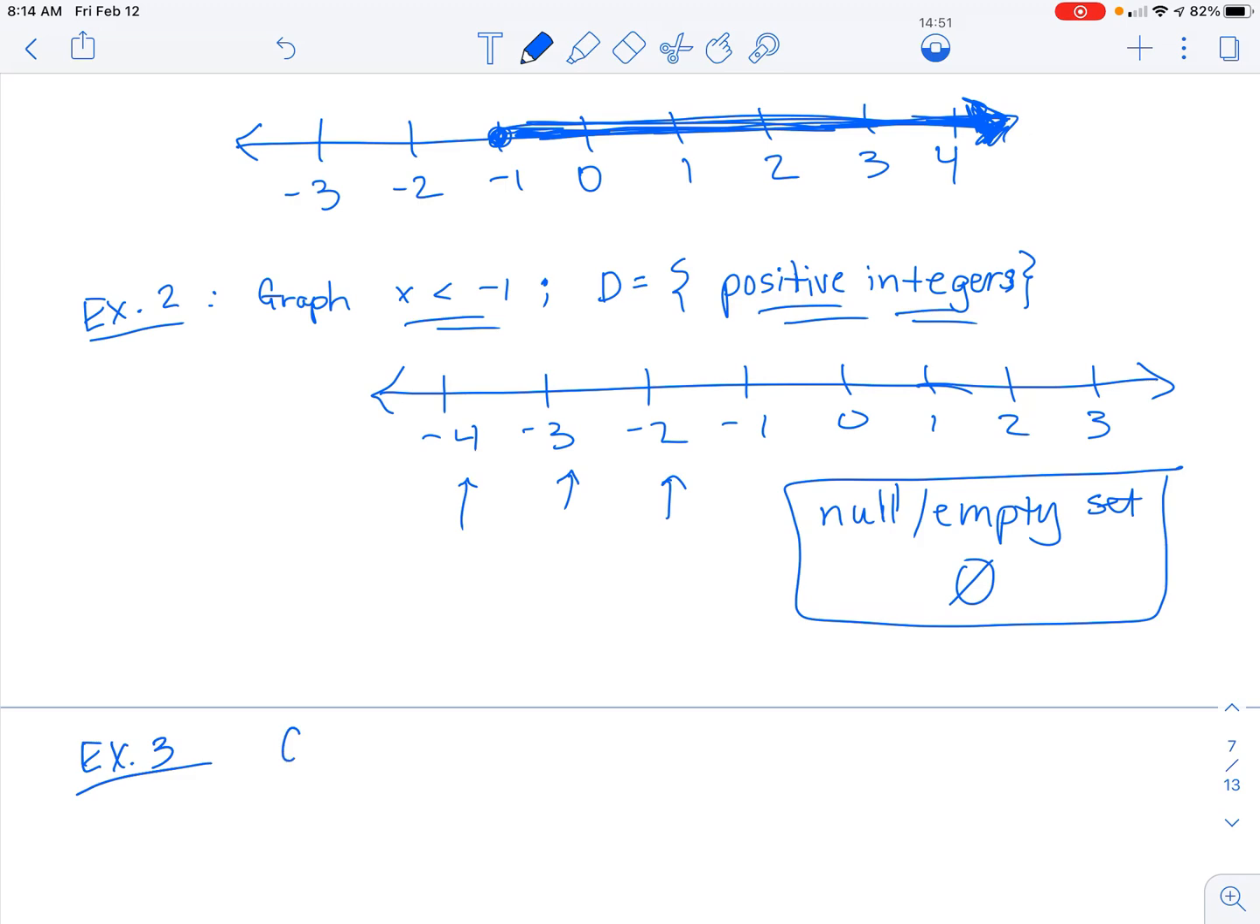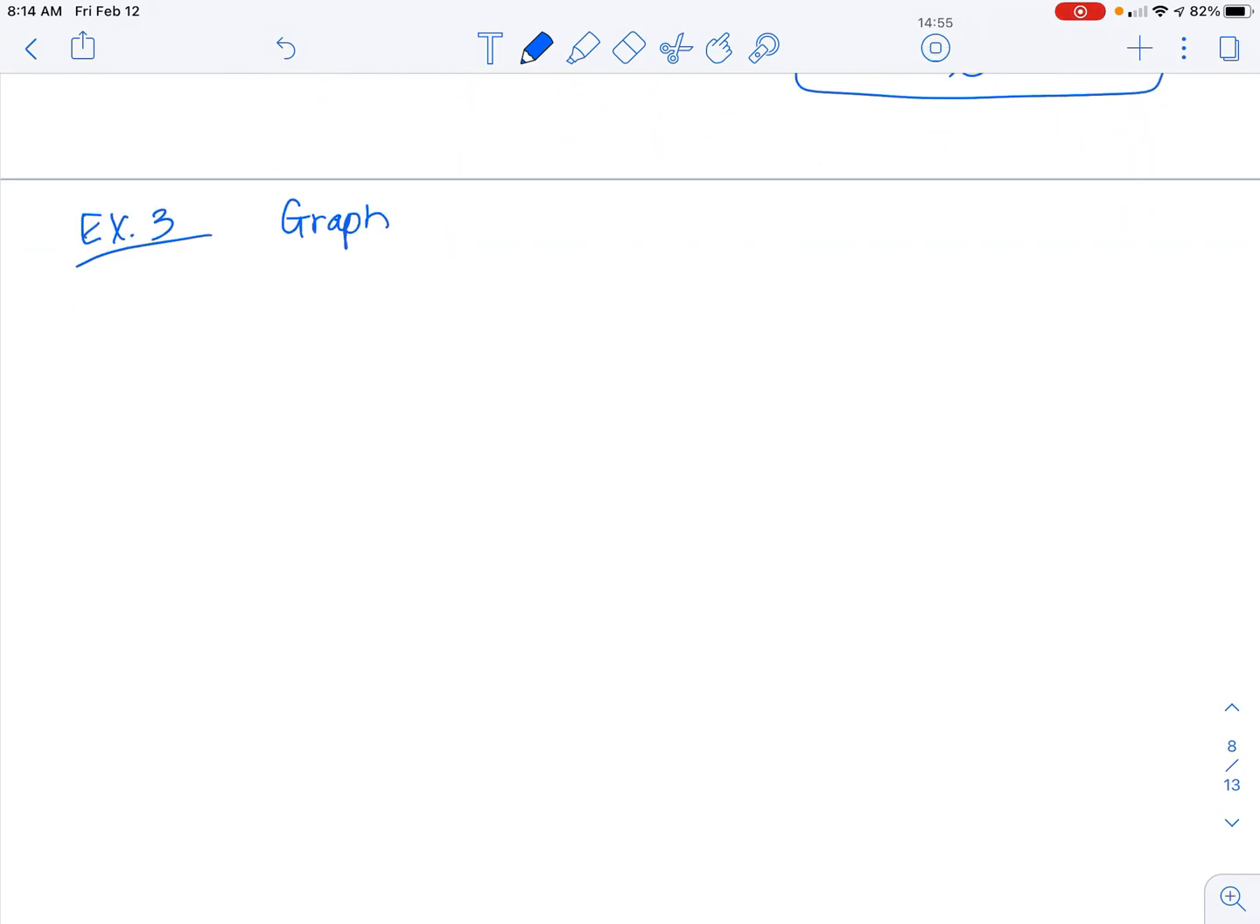Let's see here. We're going to graph x is greater than or equal to -5, where the domain is restricted to the set of positive integers. Now let's see, maybe we can actually get these on a graph. But keep in mind, again, they're integers and only the positive integers, which means it could be greater than 0, but we have to decide where we're going to be starting here. Now, x is greater than or equal to -5.